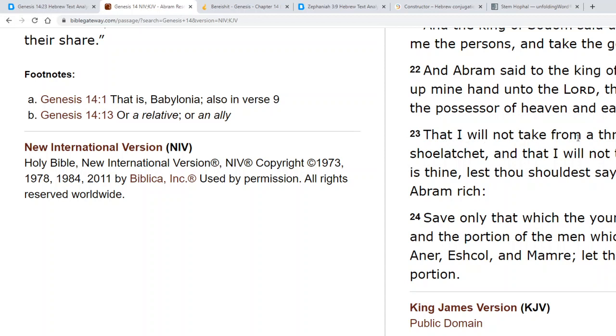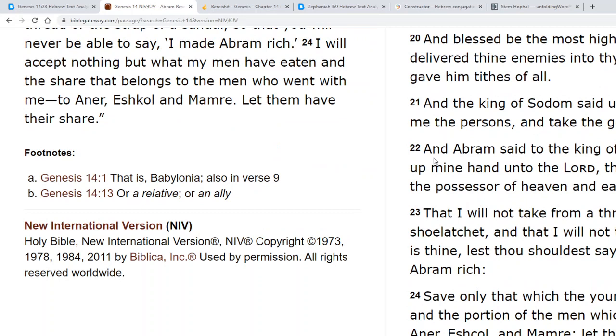That I will not take from a thread even to a shoe latchet. That's the first time I've seen that word, shoe latchet. And that I will not take anything that is thine, lest thou should say, "I have made Abram rich."